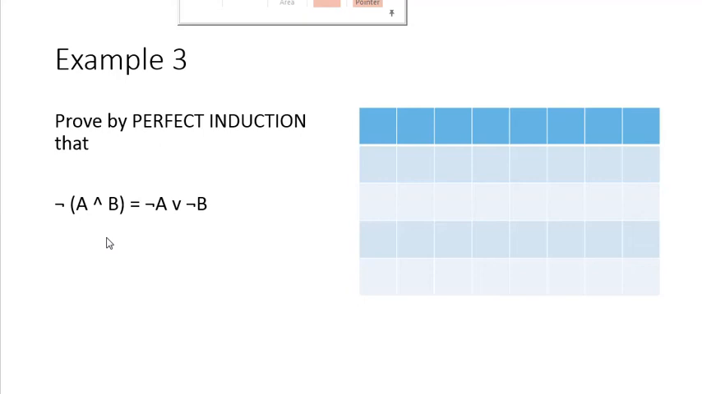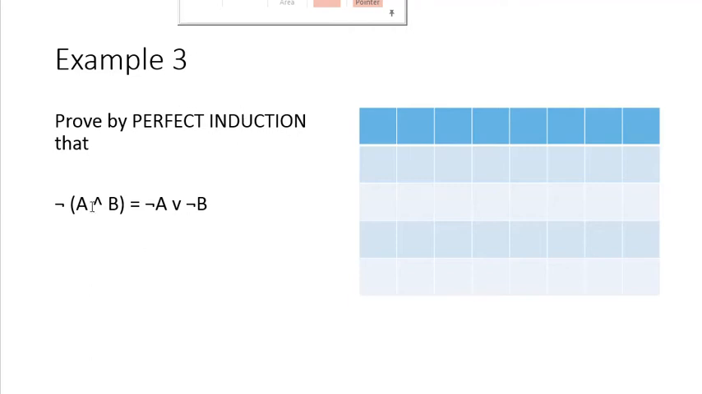Right, example 3 is wording you may not see very often, but it's useful to know what it means. And I've also deliberately used a more obscure notation so we can decode it and work it out. The question states, prove by perfect induction that the not of A and B is equal to not A or not B. Perfect induction just means use a truth table.